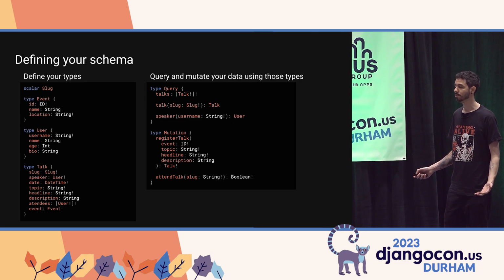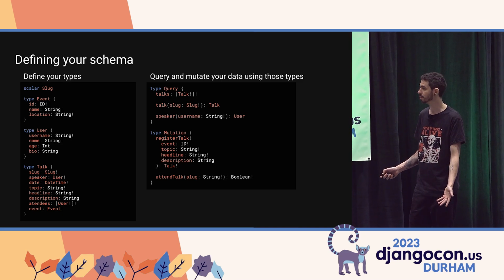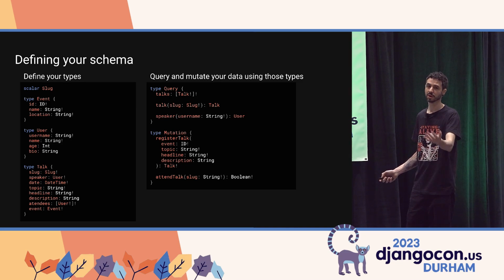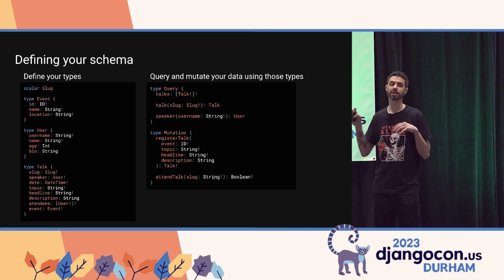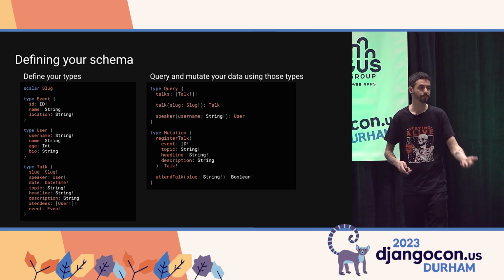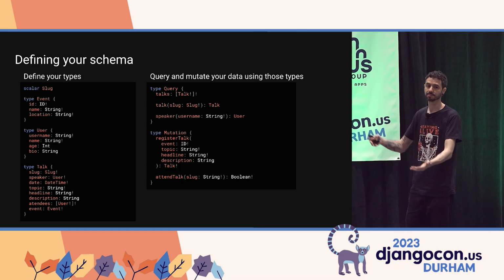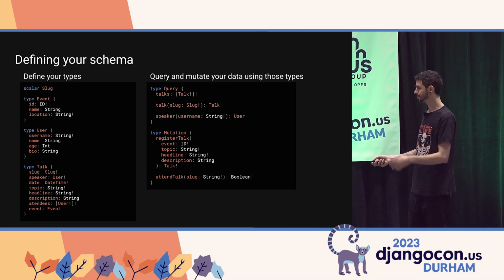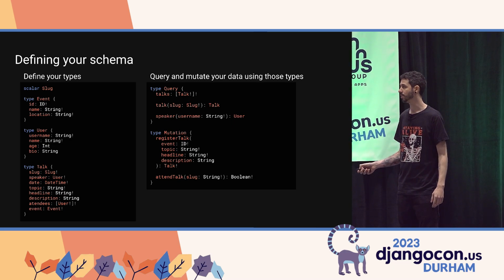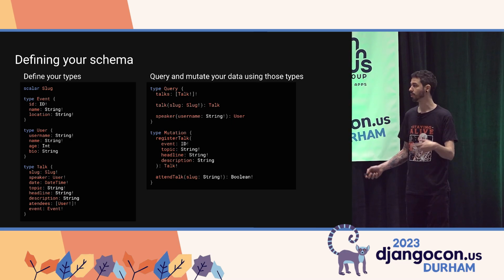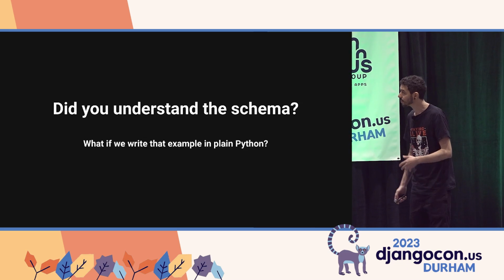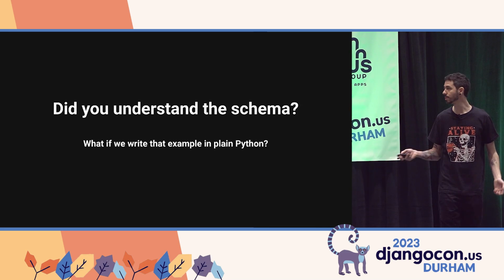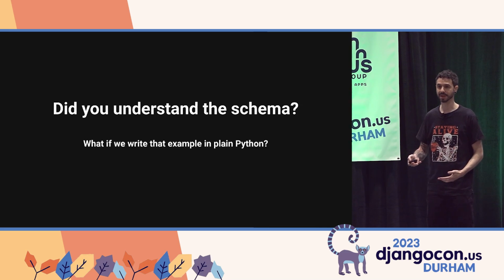Also, a mutation for register talk. So, for example, I could use this to register a new talk, and attend talk to say, oh, I want to attend this talk, and so on. So in here we have the schema which Django could be using, for example, to provide data to its website and allow a back-office system to register new talks, and you guys to register that you will be attending a talk. And I don't know, did you understand everything that was happening there?